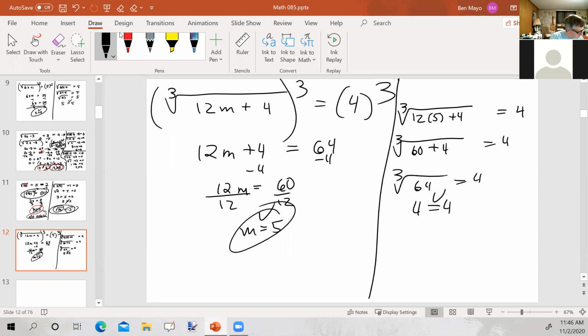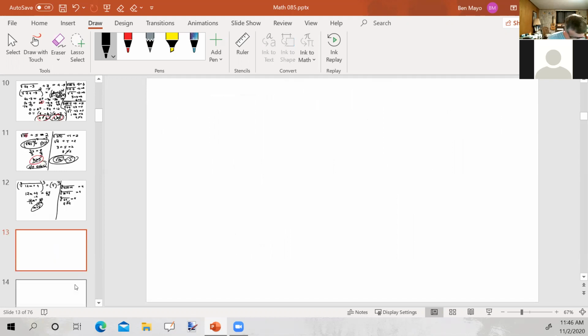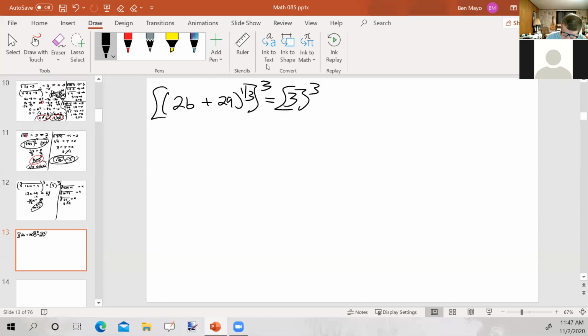All righty. Let's say we've got something like this: the quantity 2b plus 29 to the 1/3 power equals 3. Something raised to the 1/3 power is the same thing as taking the cube root of it. Again, we want to isolate that term. It is isolated. We will cube both sides and get 2b plus 29 equals 3 cubed, which is 27.